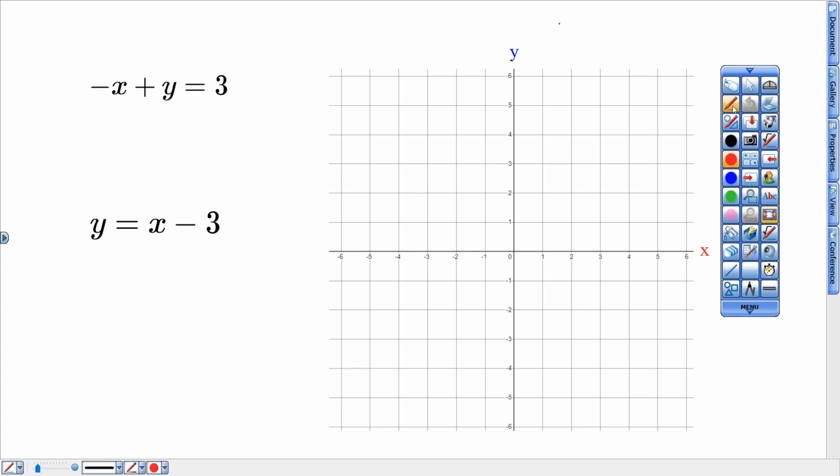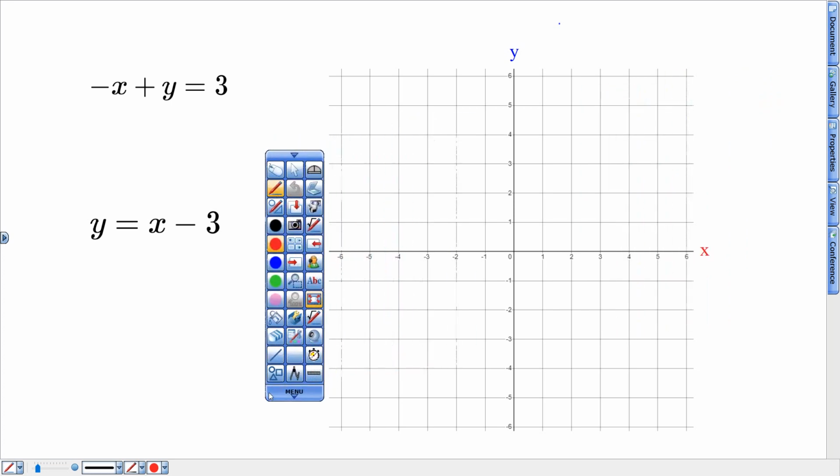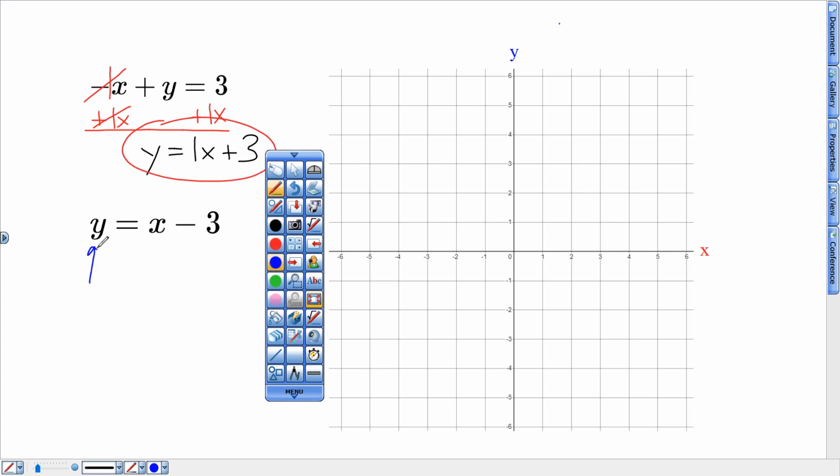To solve this system, you need to make sure these are solved for y first. So this first one, to get this y by itself, I'm going to do the opposite of this -1. I'm going to add 1x to both sides. I'm going to then bring down that positive y and that 1x and that plus 3. That's going to be my red equation. My blue equation, because this y is all by itself, that one is ready to go. That one's ready to graph.